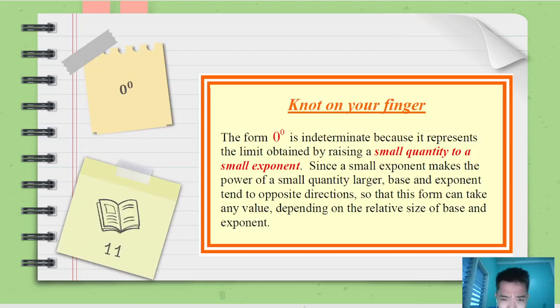Next, the last one is 0 over 0. So this is one of the indeterminate forms also. The form 0 raised to 0 is indeterminate because it represents the limit obtained by raising a small quantity to a small exponent. Since a small exponent makes the power of a small quantity larger, base and exponent tend to opposite directions, so that this form can take any value depending on the relative size of base and exponent.